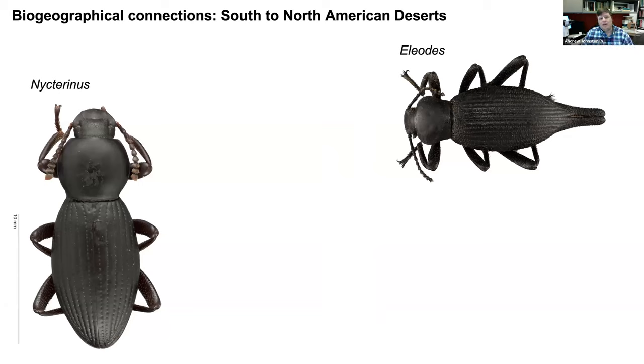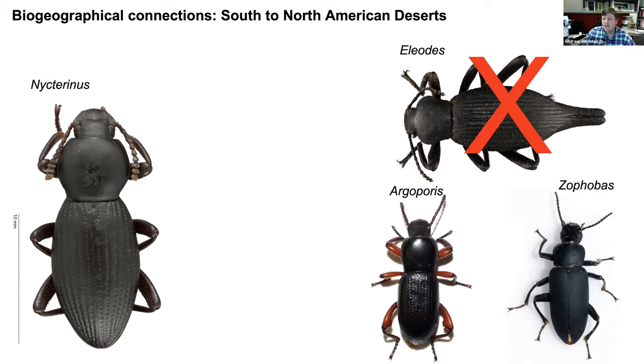Again, we still have other connections from South America to North America in these deserts. So the genus Nycterinus is South American. It's currently placed in the Amphidorini, right, where Eleodes and its relatives are in North America. But it's actually not at all related to Eleodes, but it is related to some other North American things like Argoporus and Zopherus. There's also another tribe that it's closely related to there. But again, we see this New World distribution and links from the arid regions of North America, the Nearctic realm, to the Neotropical Southern realm.